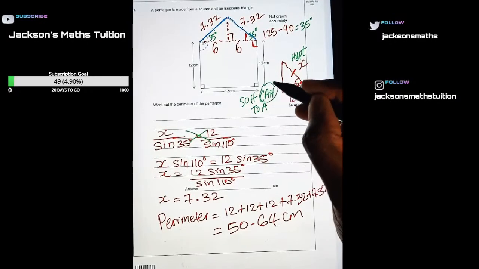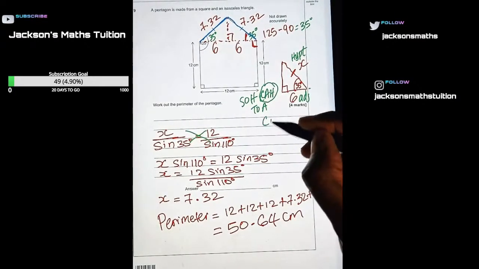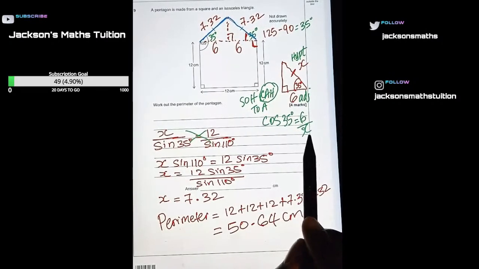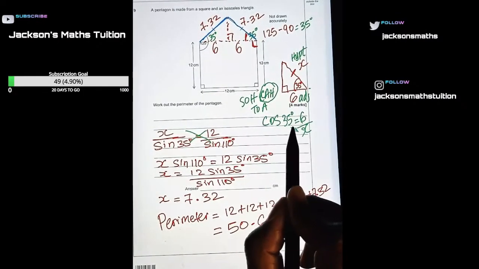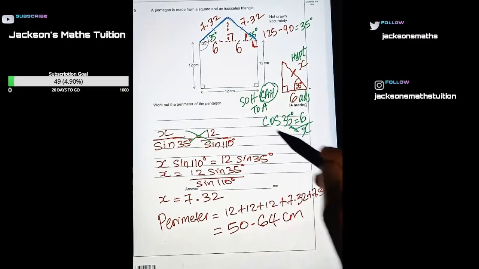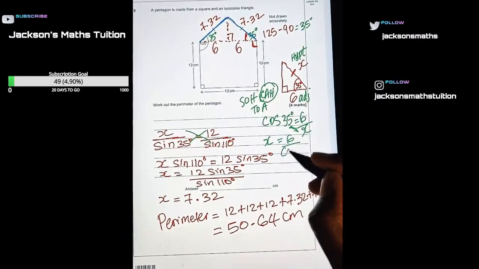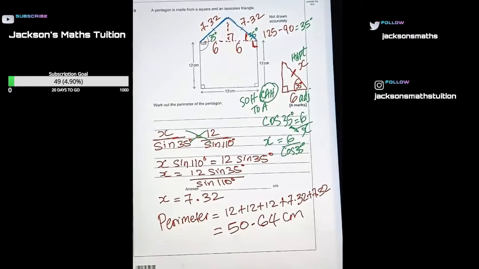Okay, this one. So it's going to be cos 35 equal to the adjacent side, which is 6, over the hypotenuse, which is x. Now the x is in the denominator, so you're going to swap it with the cos 35. So x goes over on the left, and 6 stays the same, and then the cos 35 at the bottom. Put all of that on the calculator now, and you should get 7.32.